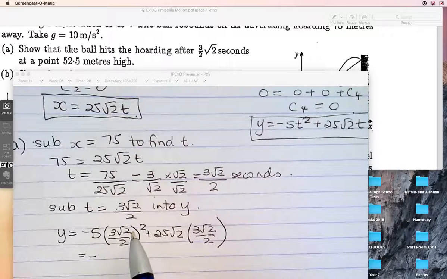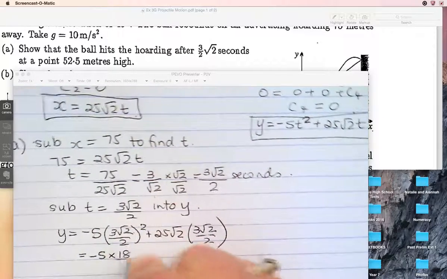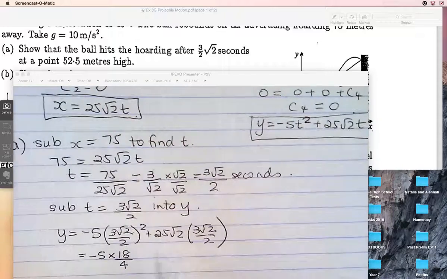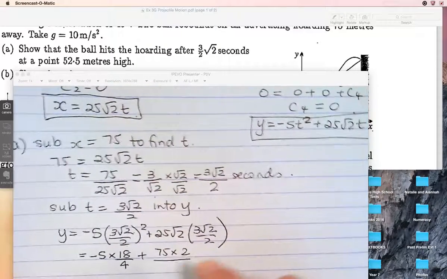What's 3 root 2 squared? It's 9 times 2. It's 18. So you've got negative 5 times 18 over 4. You okay with that? Plus, if you do 25 root 2 times 3 root 2, don't you get 75 times root 2 times root 2 is 2, over 2.